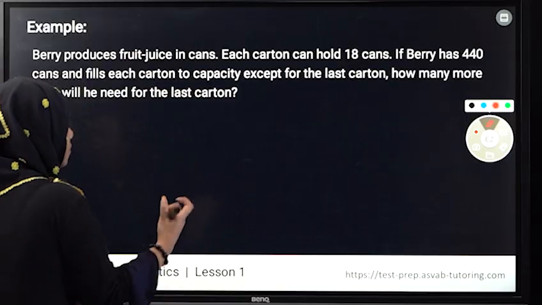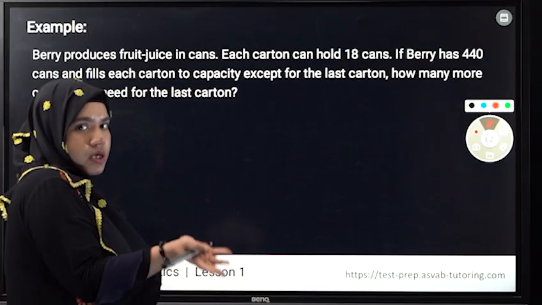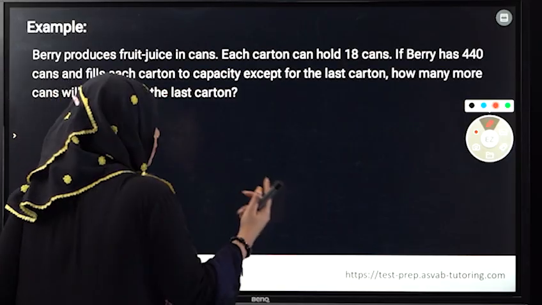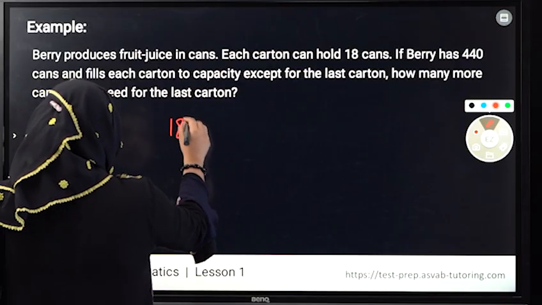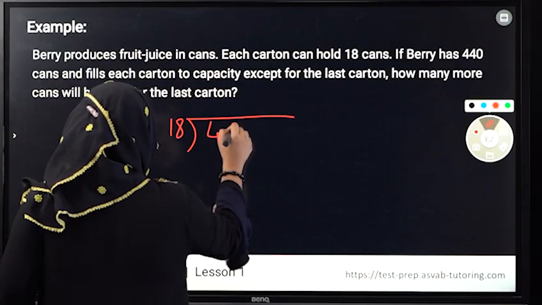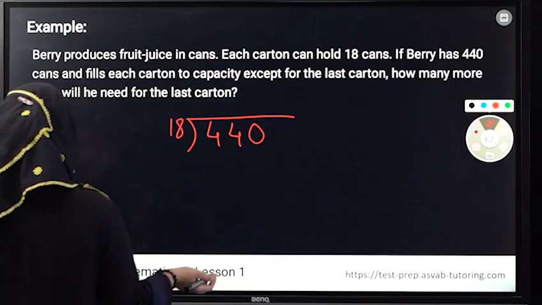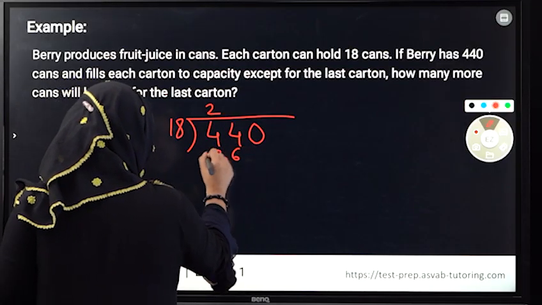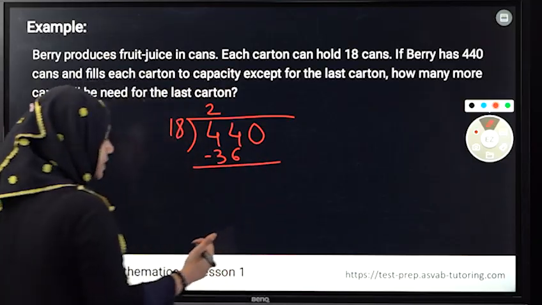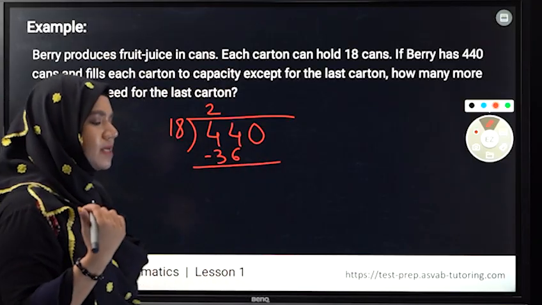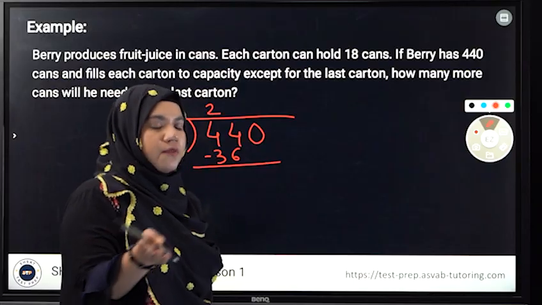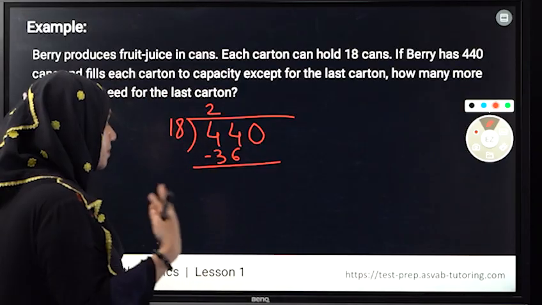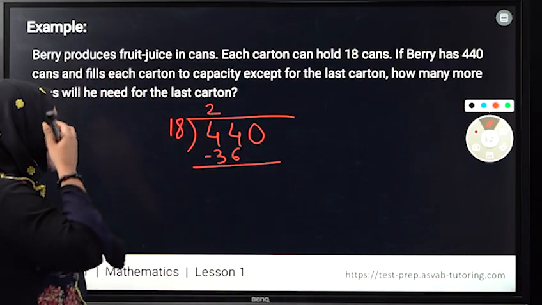So if we need to know the remaining parts, we need to know the remainder. For remainder, we need to go for what? Division. So let's just divide this with this, 18 and 440. If we do 18 times 2, that's 36. By the way, another useful trick is that you can memorize the times table all the way from 1 to 20. I think that's going to be fantastic for you, because you are not supposed to use a calculator, yeah?